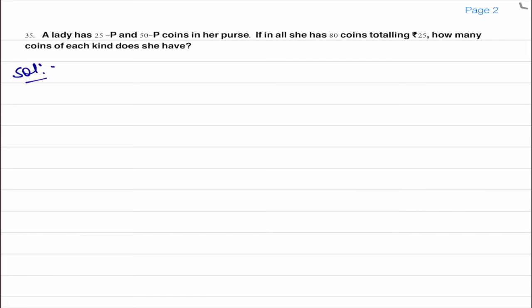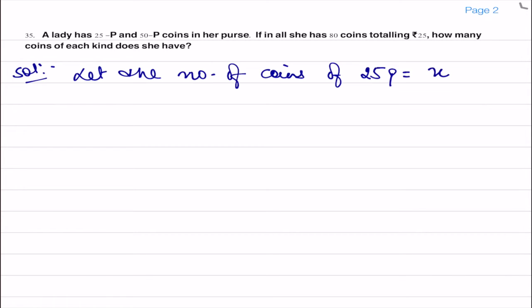A lady has 25 paise and 50 paise coins in her purse. If in all she has 80 coins totaling rupees 25, how many coins of each kind does she have? She has how many types of coins? 25 paise and 50 paise. So first we'll suppose, let the number of coins of 25 paise be x and the number of coins of 50 paise be y. So total how many coins does she have? 80. So when we count the coins, the total x plus y is equal to 80.